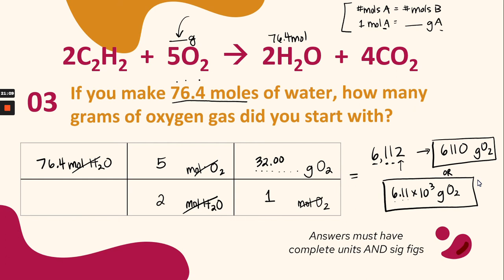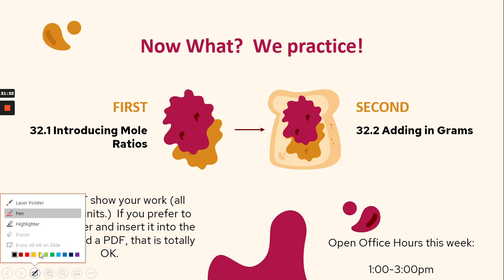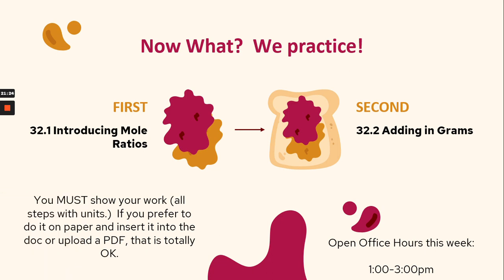Okay, so now what? Well, what we always do, we practice. There are 2 things for you to work on today. Please do them in order because there's a reason for it. There's always a method to my madness. The first thing that everybody should be doing is the 32.1 introducing mole ratios. This is a quick review of the first part of the lecture. It is short and sweet, just doing mole ratios.